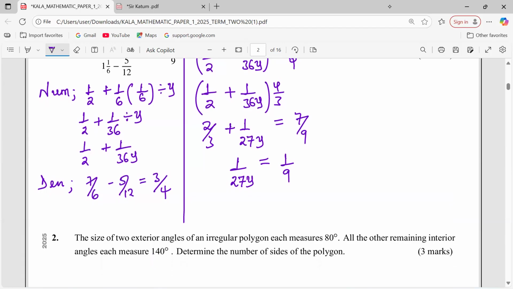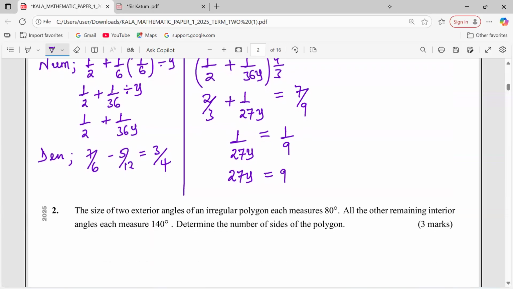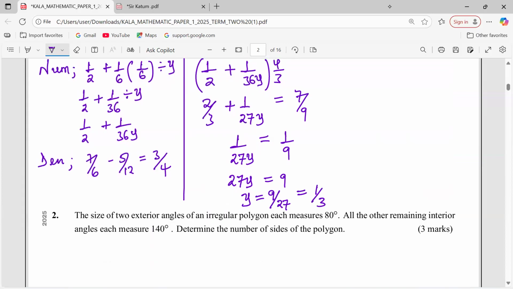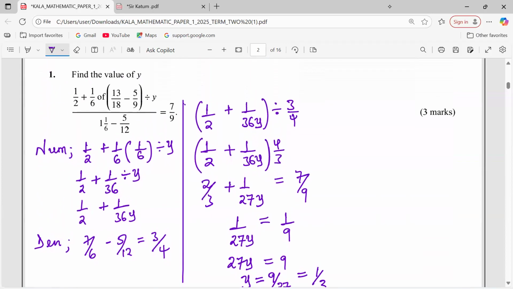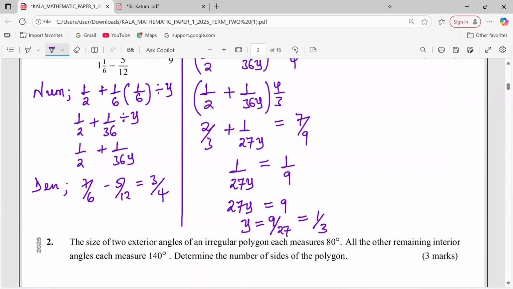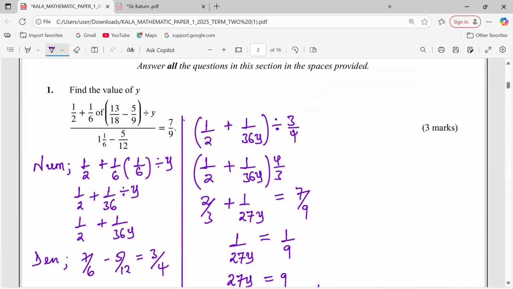With this now, we can cross multiply and have 27y equals 9. So we remain with the value of y as 9 out of 27, which is equal to 1 out of 3. So 1 out of 3 is the value of y. That's a very unique setting, very unique.